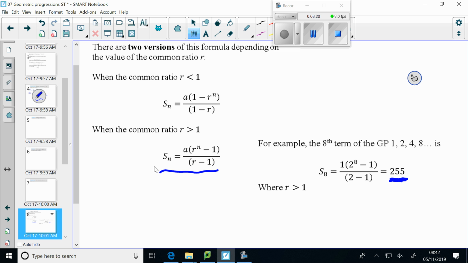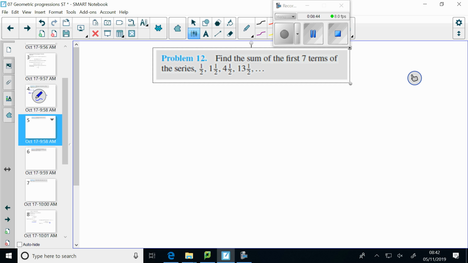All happy with that? Right. Now we can go back to the problem I tried to put in front of you in the first place, which was on page 3, I think. Find the sum of the first 7 terms of the series 1/2, 1.5, 4.5, 13.5. So a is 1/2. What's r here, the common ratio?